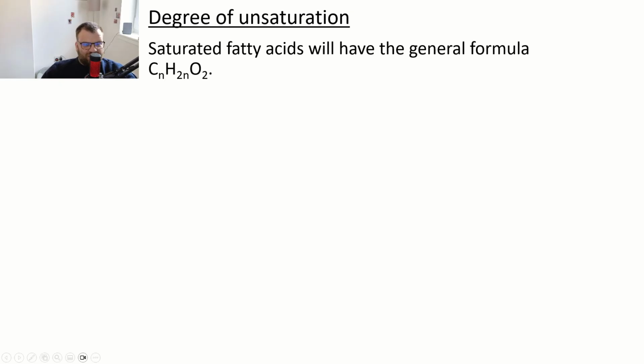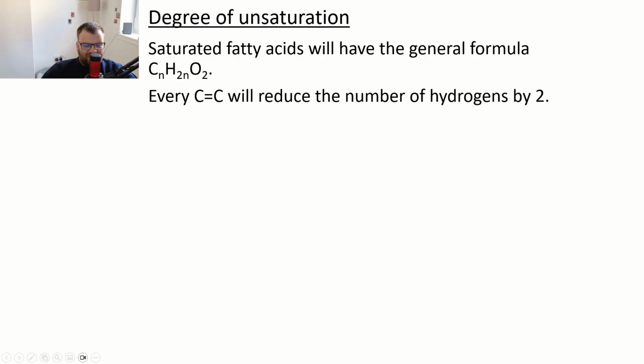If you have the molecular formula where everything's shrunk down, a saturated fatty acid will have single bonds between the carbons, and will be CnH2nO2. Every time you add a carbon-to-carbon double bond, you'll have 2 fewer hydrogens than the original molecule. So if you have this one here, C18H36, the number of hydrogens is double the number of carbons, therefore it will be a saturated molecule.